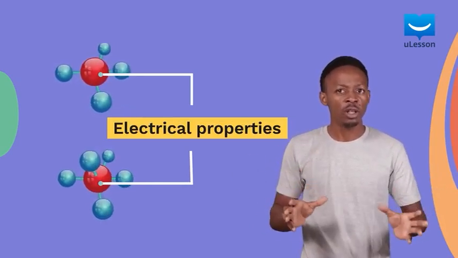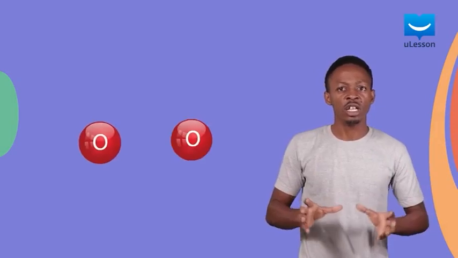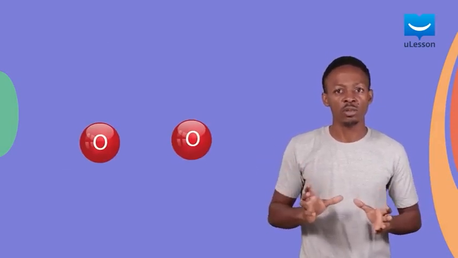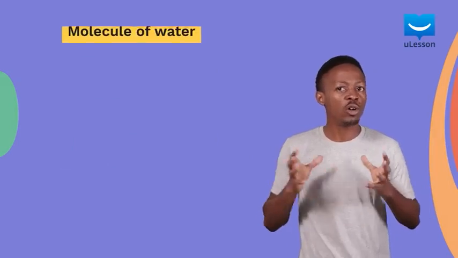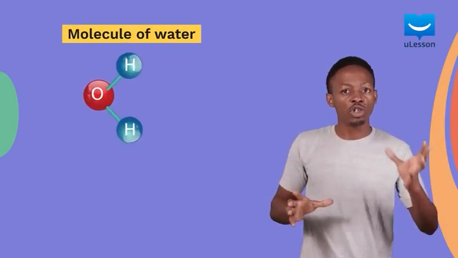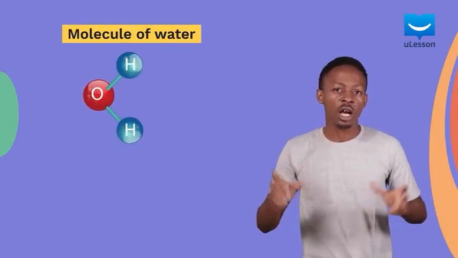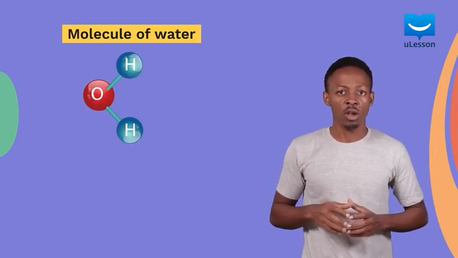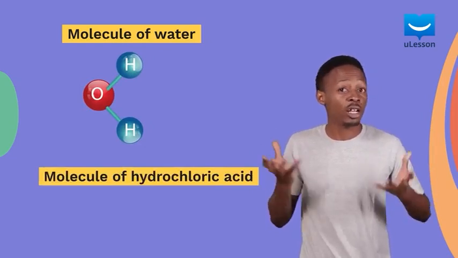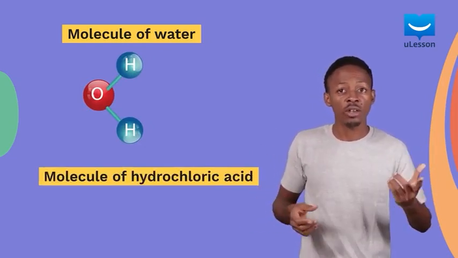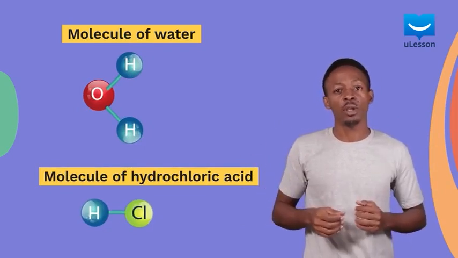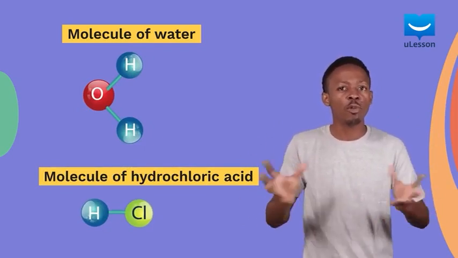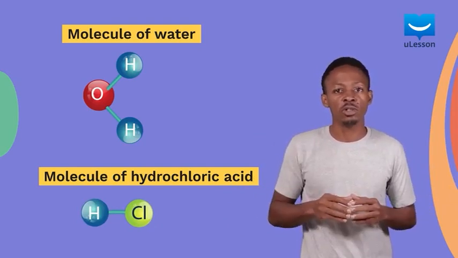For example, the molecule of oxygen is made up of two oxygen atoms joined together by a chemical bond. A molecule of water is made up of two atoms of hydrogen and one of oxygen. A molecule of hydrochloric acid consists of one atom of hydrogen and one atom of chlorine. Atoms combine in simple proportions to form these molecules.